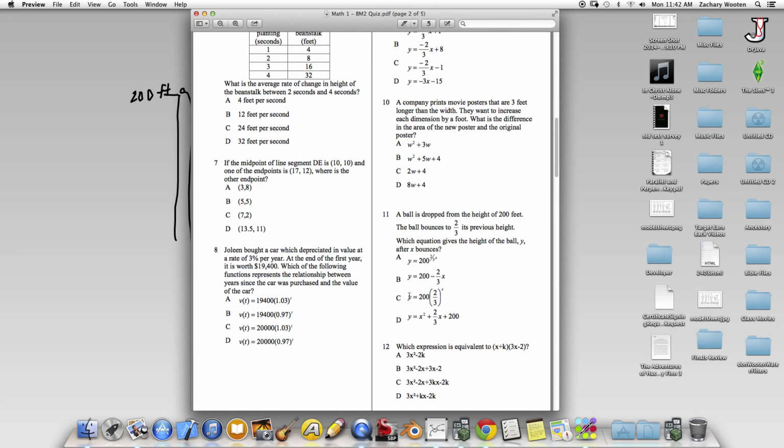All right, the height is going to continuously come back up to 2/3 of the previous height, so we just keep multiplying it to find the new heights. Anytime we keep multiplying by the same number, that is exponential. So our correct answer is C.